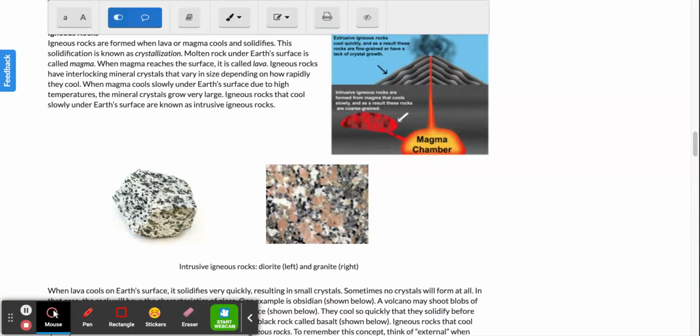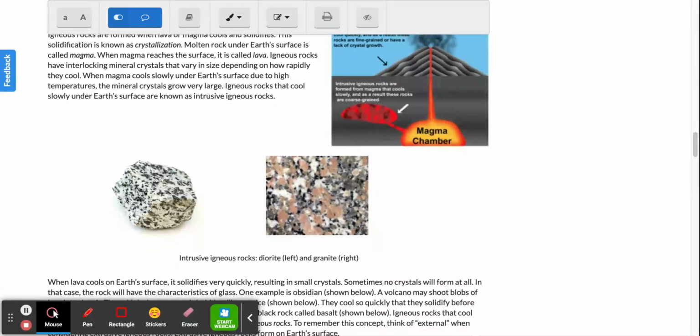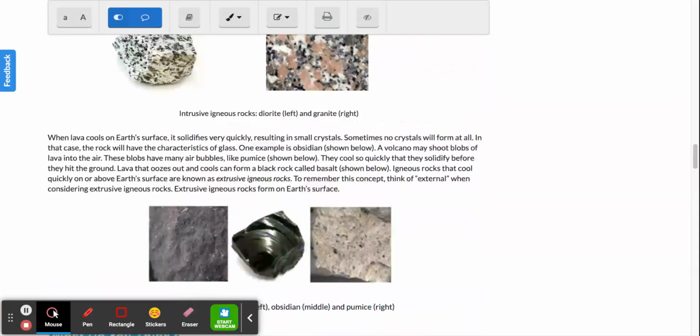When lava cools on Earth's surface, it solidifies very quickly, resulting in small crystals. Sometimes no crystals will form at all. In that case, the rock will have the characteristics of glass. One example is obsidian, shown below.